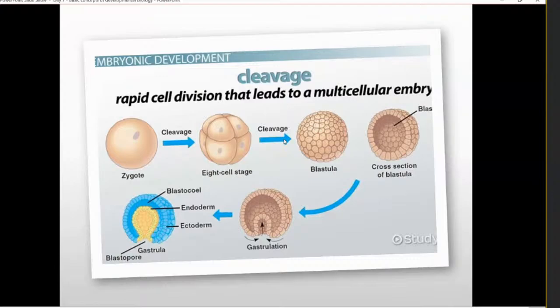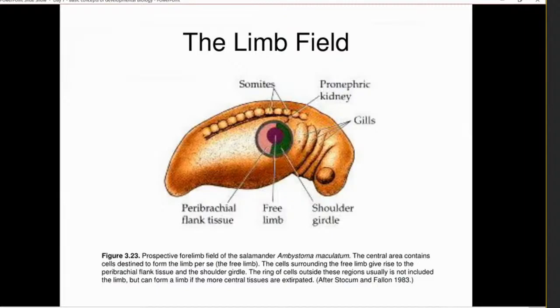After the eight cell stage, it divides rapidly to form the blastula. After the blastula forms one structure, that structure has the gastrulation region, which is called the gastrula. Okay, here we have this blastula formation example. Okay, these are all about the cleavage experiment.